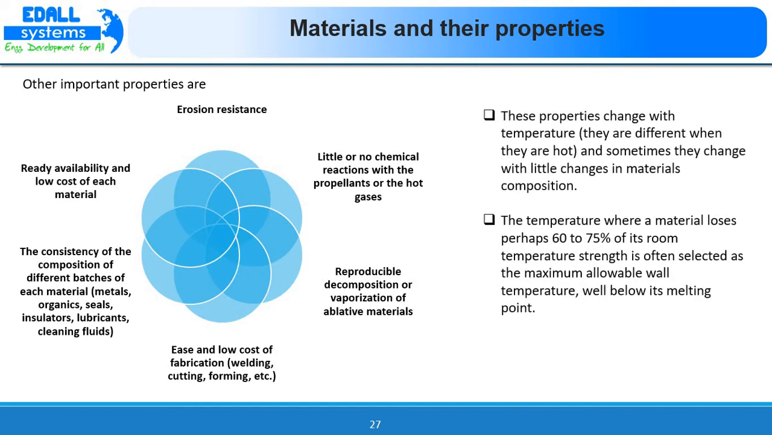Properties change with temperature and sometimes they change with little changes in material composition. The temperature where a material loses perhaps 60 to 75% of its room temperature strength is often selected as the maximum allowable wall temperature, well below its melting point.